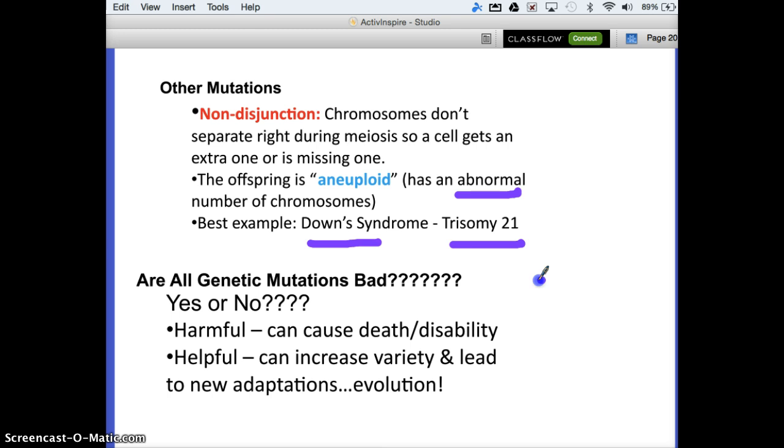I want you to take into consideration that not all genetic mutations are bad. I mean, obviously some are harmful, they can cause abnormalities, they can cause death and disability, but having variety of genes or mutations in genes can help in the evolutionary process, and we're going to be talking about that next chapter.